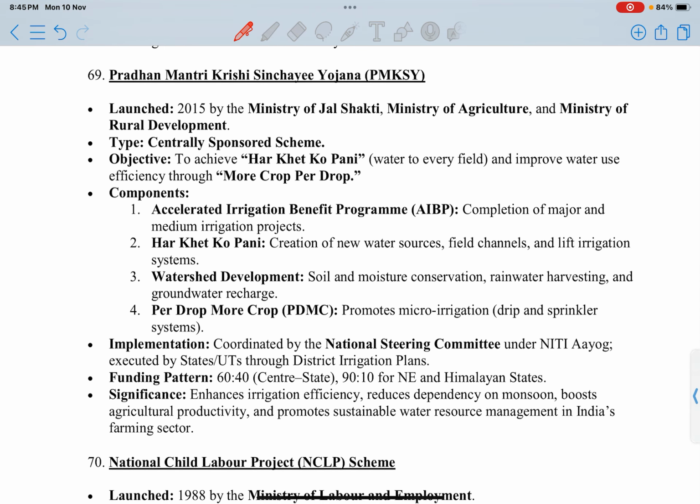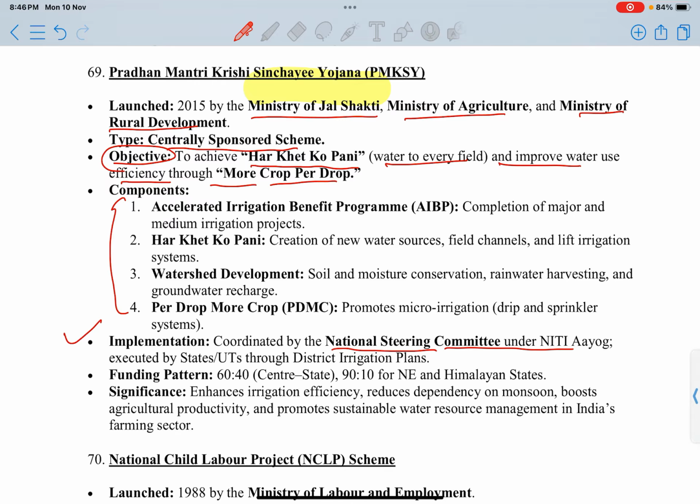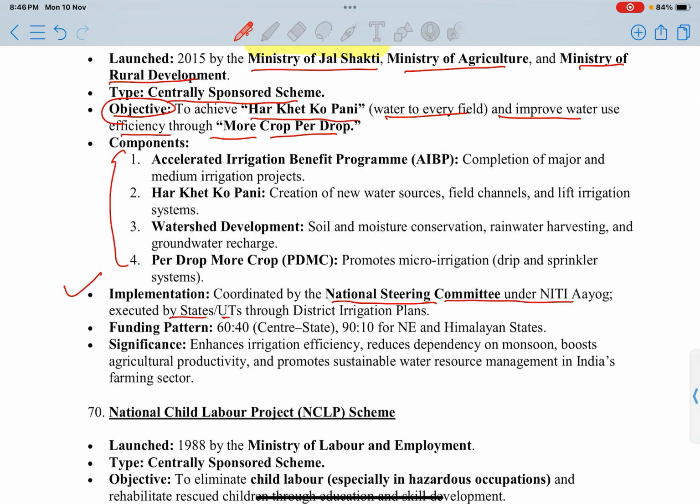Next, Pradhan Mantri Krishi Sinchai Yojana, okay. What is this? It is launched by Ministry of Jal Shakti, Ministry of Agriculture and Ministry of Rural Development, centrally sponsored scheme. What is the objective? To achieve Har Khet Ko Pani, water to every field, and improve water use efficiency through more crop per drop, okay. There are some components, you read by your own. Implementation is coordinated by the National Steering Committee under Niti Aayog, okay. Executed by state UTs through district irrigation plans. Funding pattern 60-40, for northeastern state and Himalayan states 90-10.